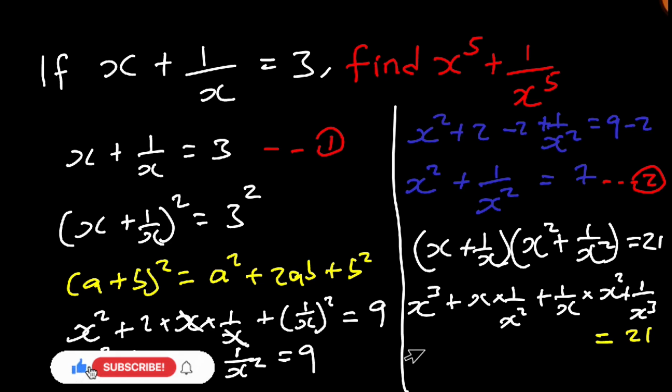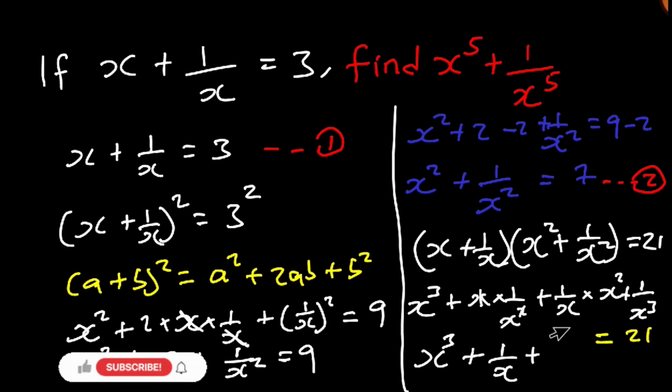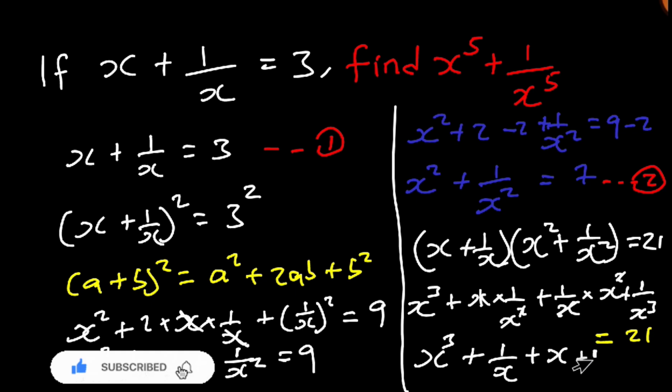So we have x cubed plus, now this x will cancel one of these x's here, we'll be left with 1 over x, then plus 1 over x times x squared. This x will cancel one of these, we'll be left with x, then we have plus 1 over x cubed equals 21.